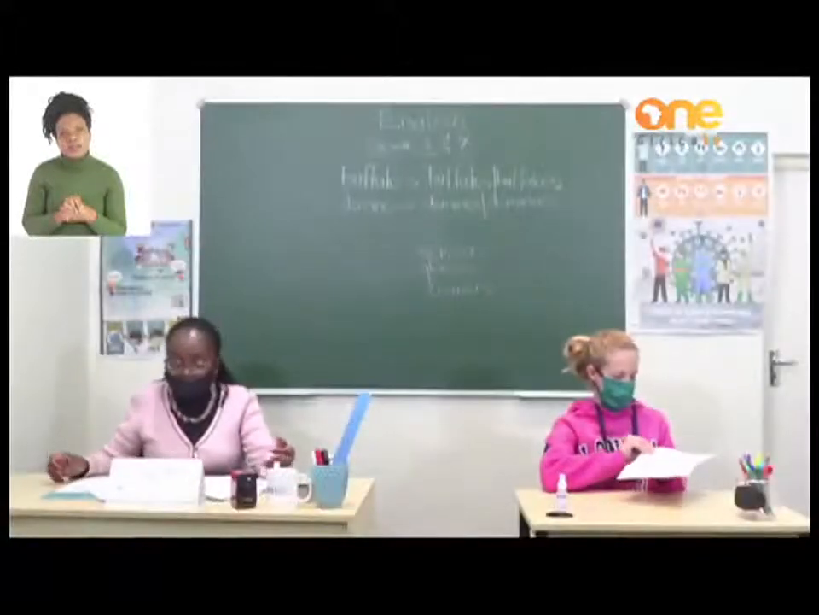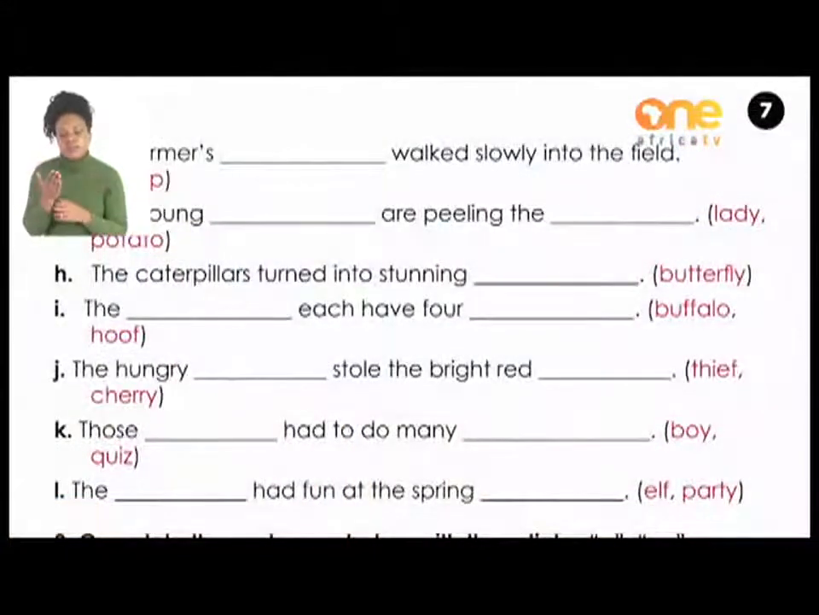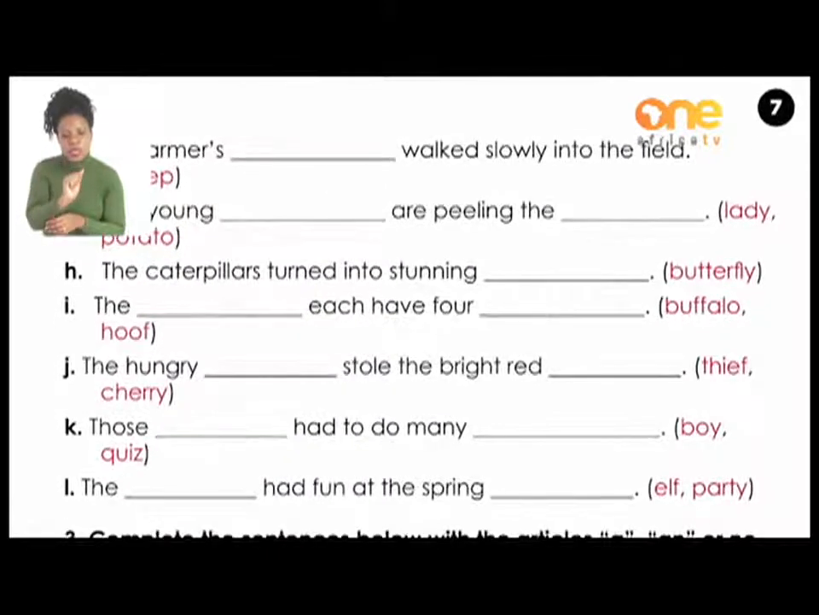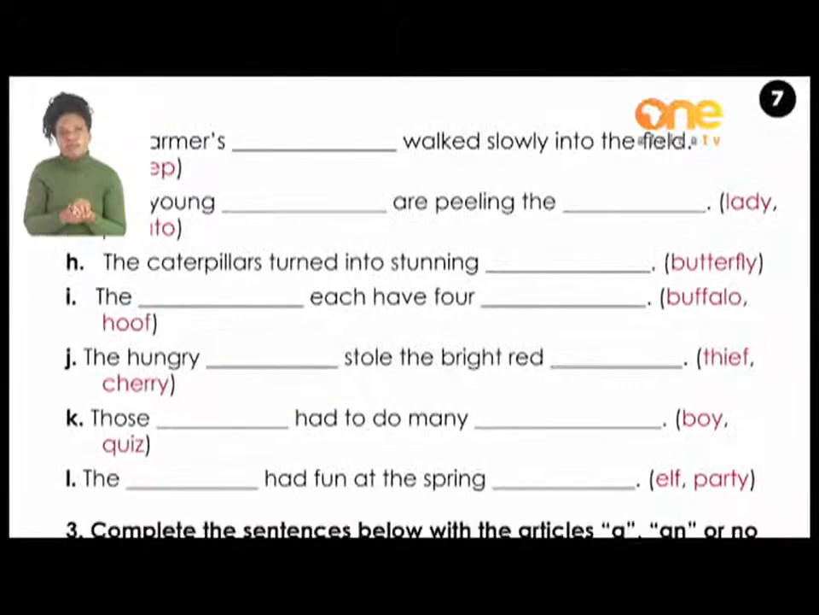Page 7. Activity 3. Complete the sentences below with the articles a, an, or no word where you don't need an article. Let's try number A. I have a red bicycle. I ride to school every day. B. Windhoek is a big city. So the first space is a no word. So I would like you to do the rest of the exercises on your own.